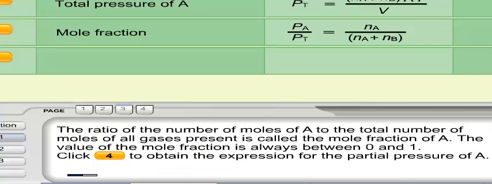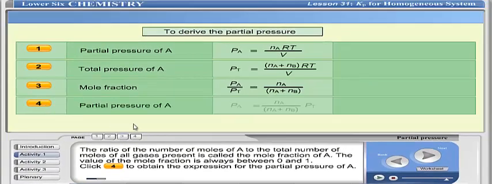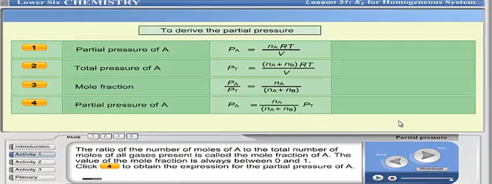The ratio of the number of moles of A to the total number of moles of all gases present is called the mole fraction of A. The value of the mole fraction is always between 0 and 1. Click the button 4 to obtain the expression for the partial pressure of A.